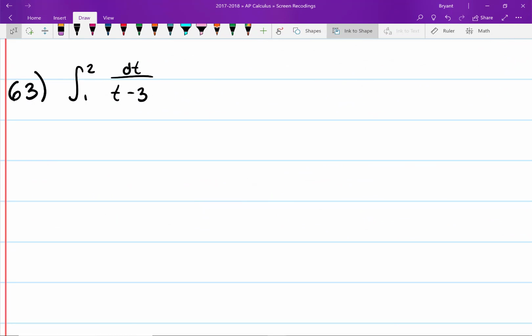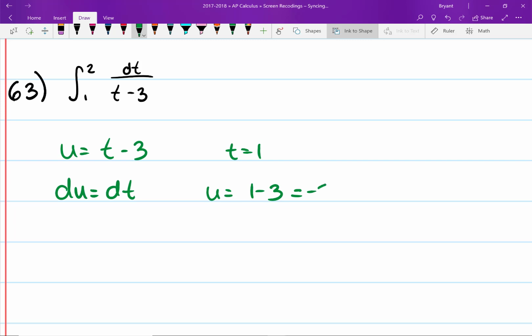Alright, moving on to number 63. So number 63 says the integral from 1 to 2 of 1 over t minus 3 dt. Same idea. We're going to let u equal the denominator. U is t minus 3, so du is going to be dt. So if t is equal to 1, then u is equal to 1 minus 3, which is negative 2.